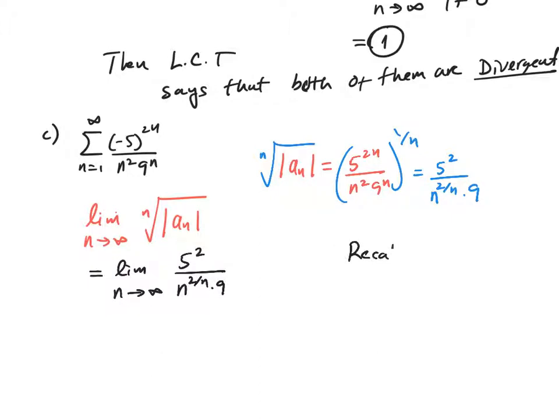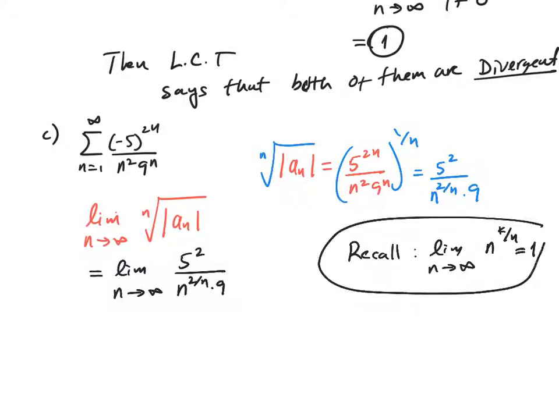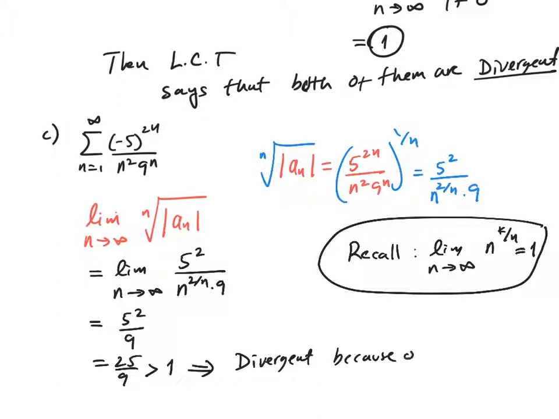Now recall that the limit as n goes to infinity of n to any constant over n is equal to 1, again using L'Hopital's rule. So in our case, the limit is 5 squared over 9, which is 25 over 9. This is more than 1. So that implies that the series is divergent because of the root test.